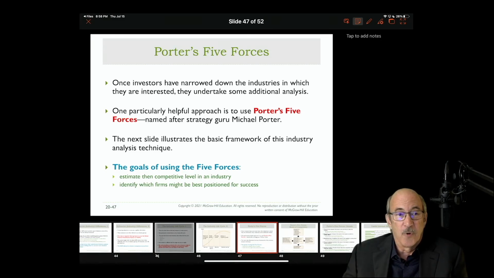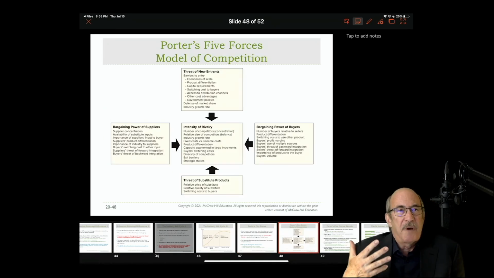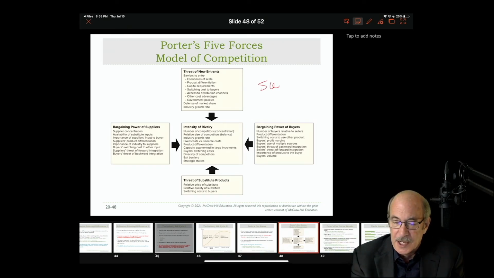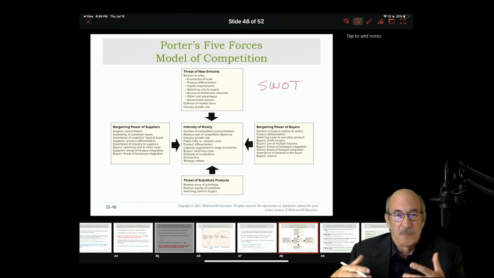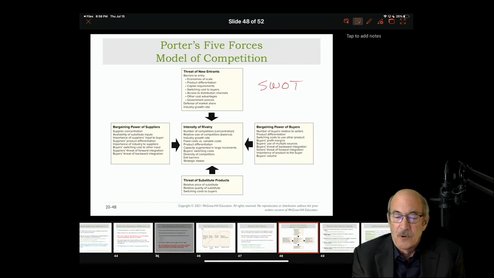So Porter's 5 forces. And this was developed by Michael Porter, strategy guru. The 5 forces help us to think about where the company is. Sort of, you've all heard of probably the SWOT analysis, strengths, weaknesses, opportunities, and threats. The same sort of idea, more or less. One of the factors is threat of new entrants. So Sherwin-Williams, who's competing against them? How easy is it to get into that business and compete directly against Sherwin-Williams?